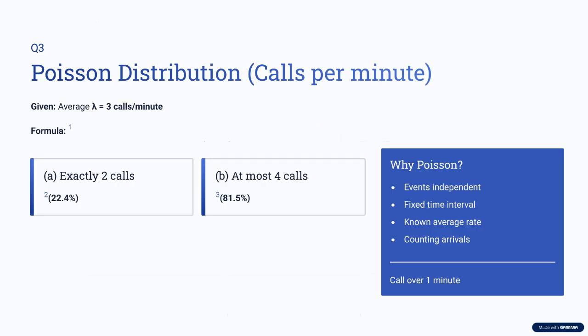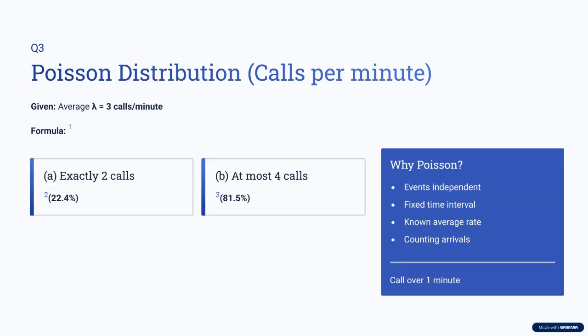Poisson distribution, counting events over time. If a customer care center gets an average of 3 calls per minute, what is the probability of getting exactly 2 calls in a given minute? Given average number of calls per minute, lambda equals 3. Refer to the Poisson distribution formula as given in the slide. In part A, exactly 2 calls, k equals 2, so about a 22.4% chance.